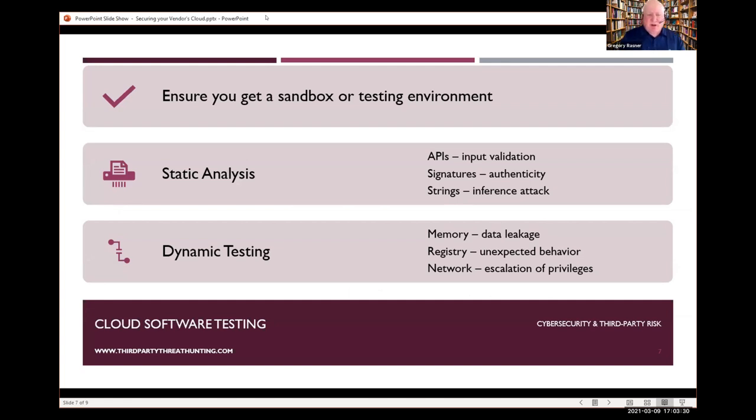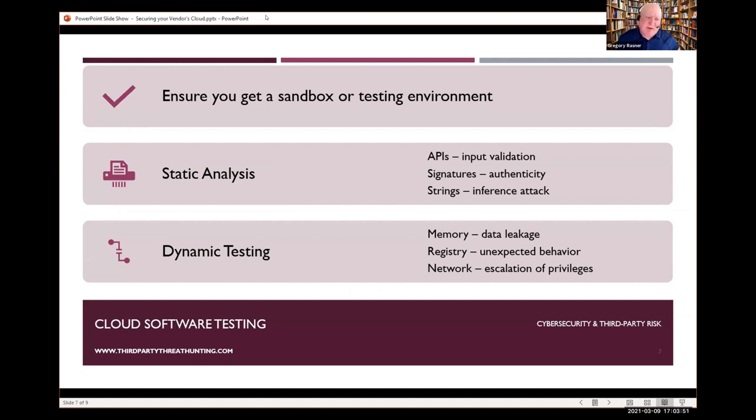There is a way to do cloud software testing, and again, this is critically important given some of the issues that have gone on recently around software vulnerabilities. So ensure that when you're negotiating with your vendor that you get a sandbox or testing environment, that you yourself can do tests about the application security.